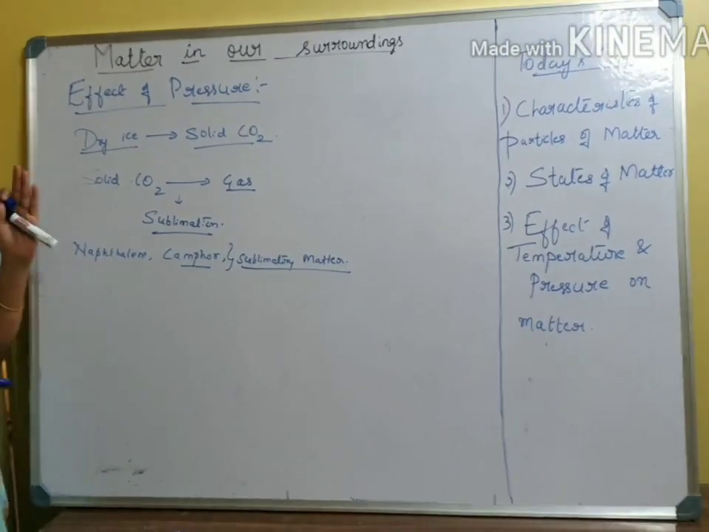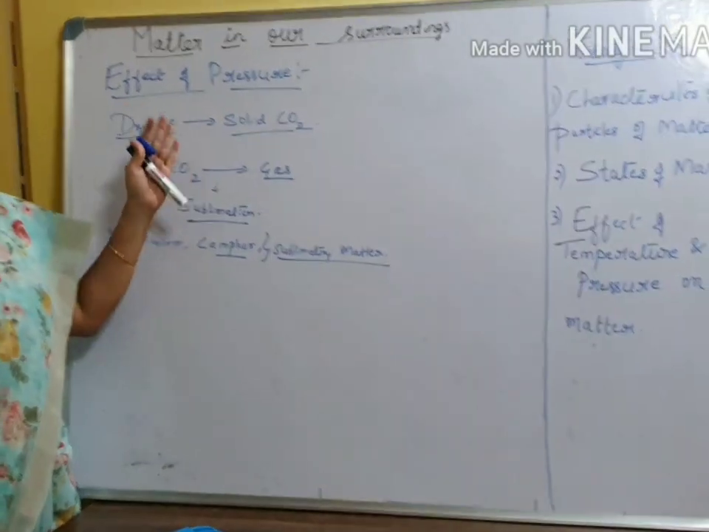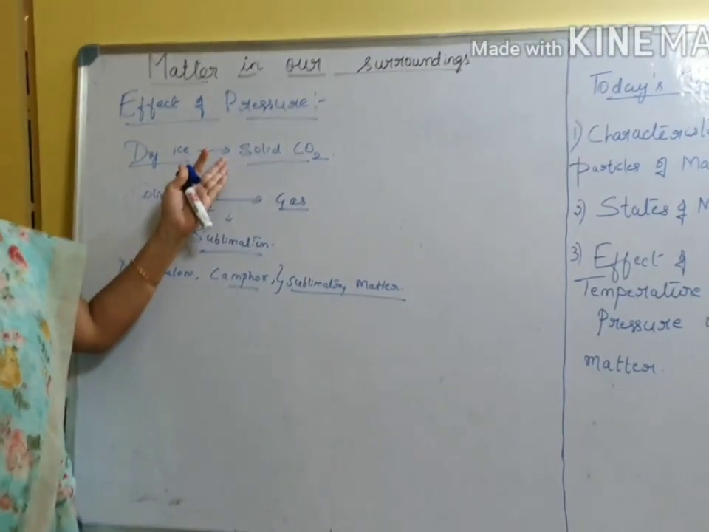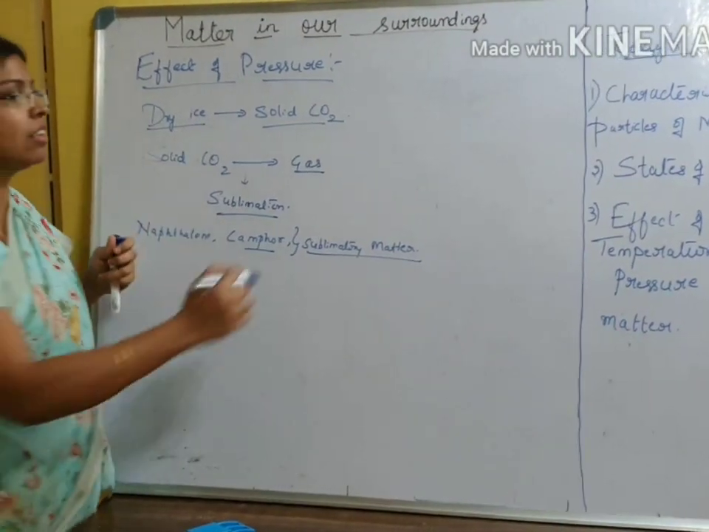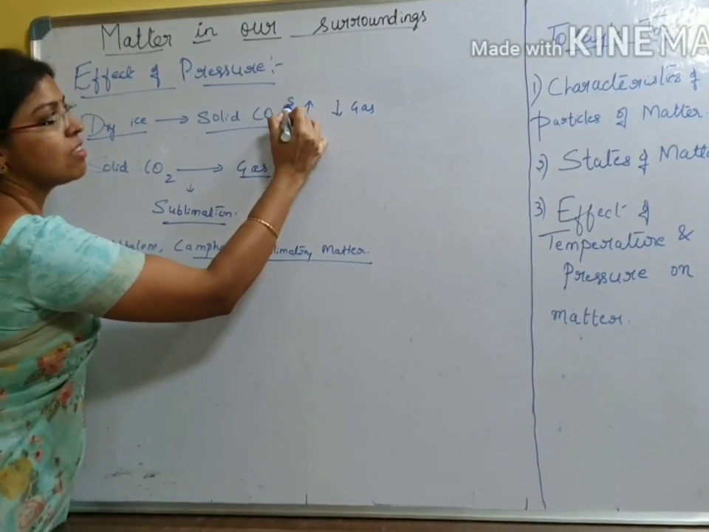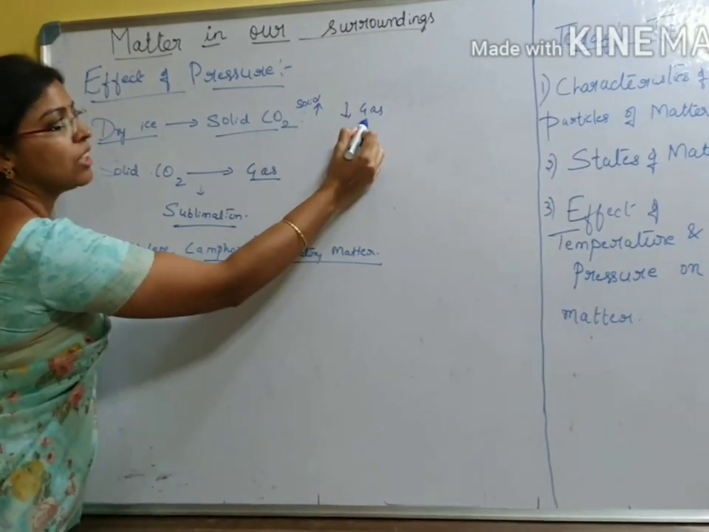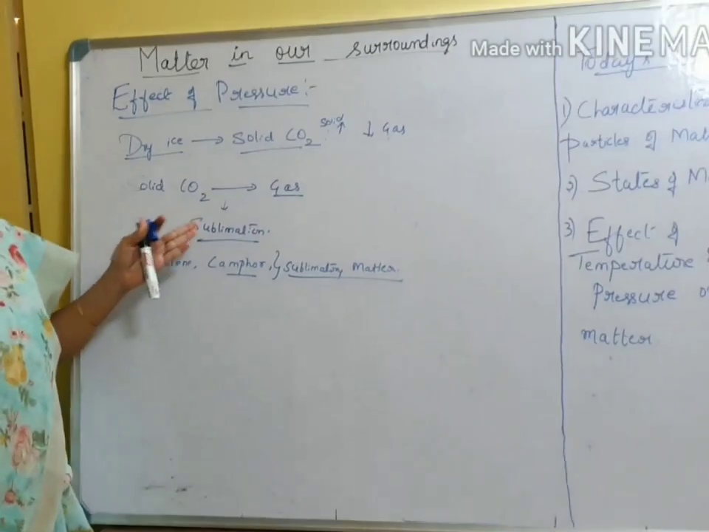So what is the effect of pressure on matter? Very similar to temperature. When we increase the pressure, in the case of dry ice, it is converted to solid. When we reduce the pressure, it is converted to gas. When it is increased, it was in solid state, and from solid to gas, it is directly getting converted, and that's why it is called the sublimation process.